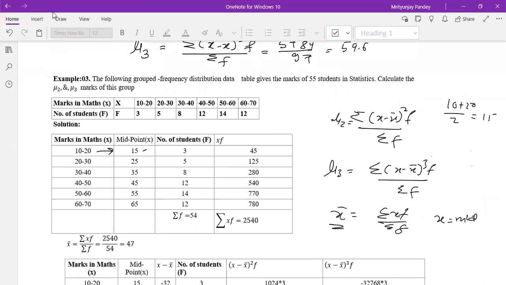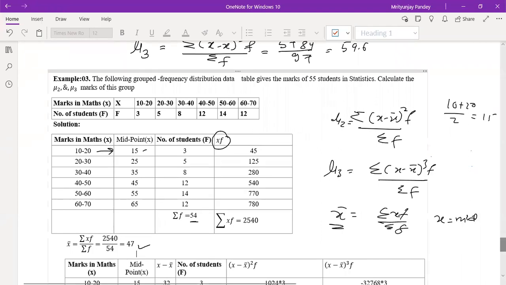That is, x into f. This calculation is x into f. So 15 into 3, that is 45. 25 into 5 is 125. 35 into 8, that is 280. Like that. Now add all the values, then you will get the summation xf, that is 2540. Then find the mean, summation xf divided by summation f, and summation f is 54. Therefore finally the answer is 47. Understood?